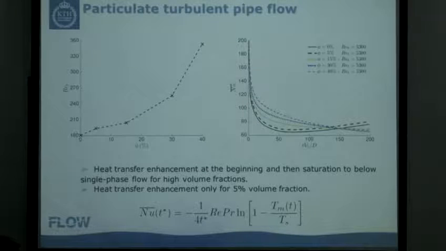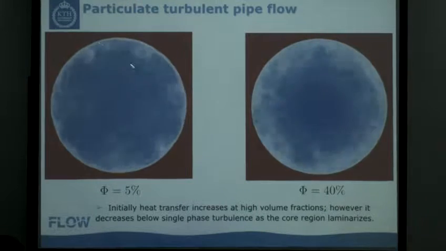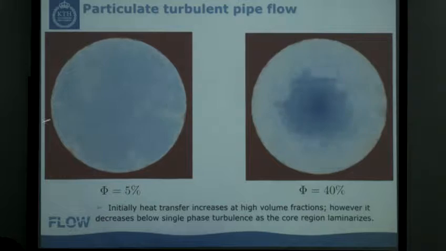And why is that? Let's see. So this is what happens in the flow. This is a cross section of the temperature field, for 5% and 40%, and the particles here are not displayed. What you can see is that 40% is faster. 5% is initially lower, but then after a while, the flow is colder in the center, while this one becomes more uniform. And why is that?